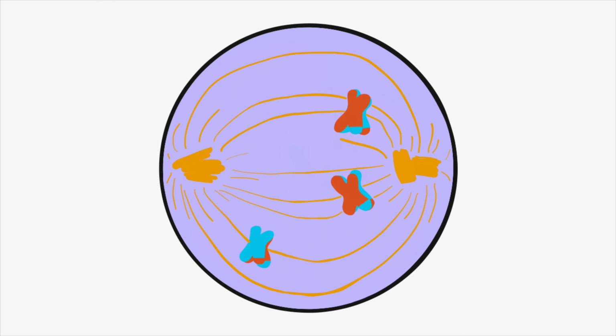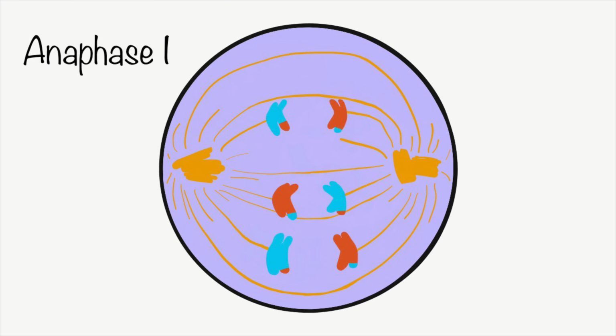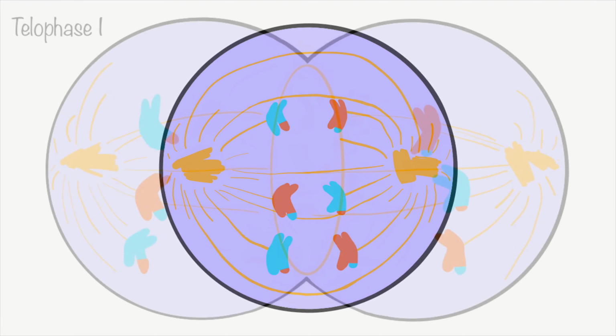In metaphase 1, the spindle microtubules move the bivalent chromosomes to the equator of the cell, making the chromosomes align randomly on the metaphase plate due to independent assortment. In anaphase 1, the homologous chromosomes separate through the shortening of the spindle fibers. One chromosome of each pair moves to the opposite poles in the cell.